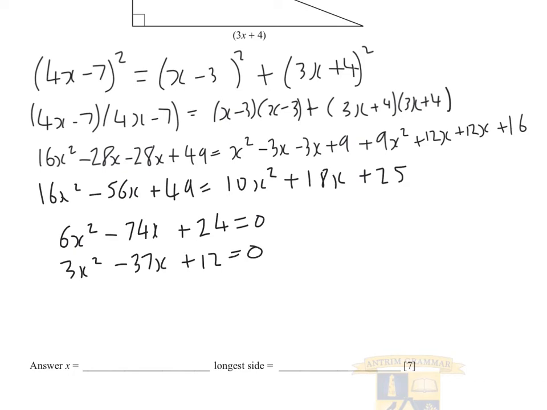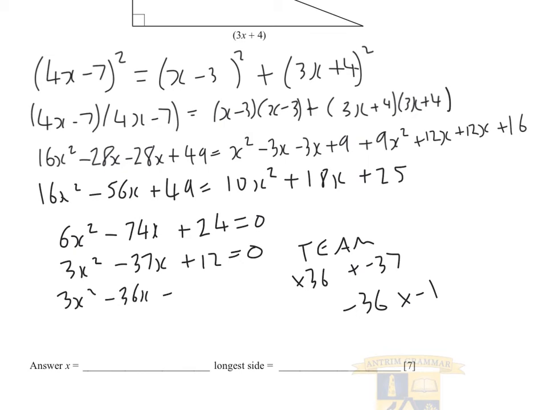Solving that, we can factorize our quadratic. I'll try to factorize. We need numbers that multiply to give 36, 3 times 12 is 36, and add to give the middle number, which is minus 37. So the answer would be minus 36 and minus 1. They add to give minus 37, they multiply to give 36. So we'd have 3x squared minus 36x minus x plus 12 equals 0. We're changing the minus 37x into minus 36x and minus x.